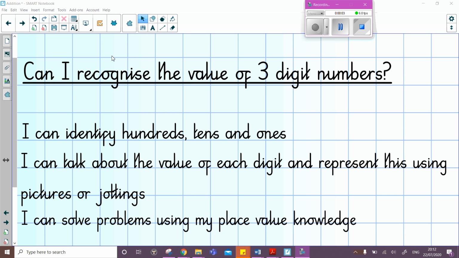Hi everyone. So today in this math lesson we are going to be recognising the value of 3-digit numbers, and to be successful in this small lesson today I'm going to be expecting you to identify hundreds, tens and ones and to know what they look like, to be able to talk about the value of each digit within our 3-digit number and represent each digit using either pictures or jottings. And then you might move on to some application and be able to solve problems using your place value knowledge of hundreds, tens and ones.